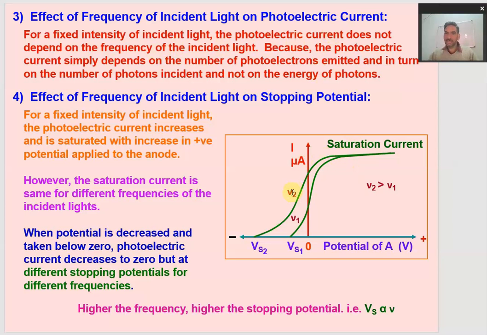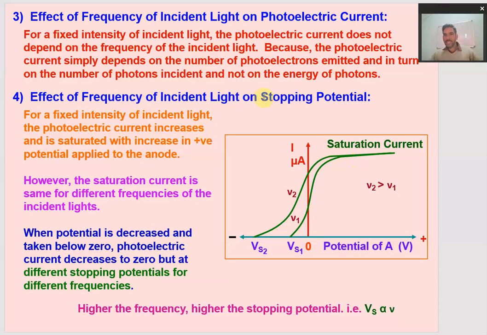Here in this graph, we have the radiations of different frequencies, nu1 and nu2, where nu2 is higher frequency than nu1, right? So even for the higher frequency, we have the same value of saturation current. So that simply means that the frequency of the radiation does not have control over the current.